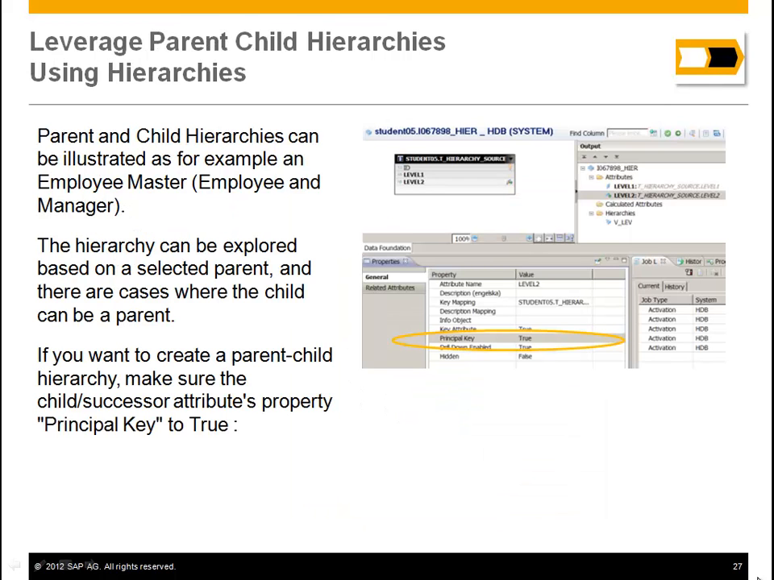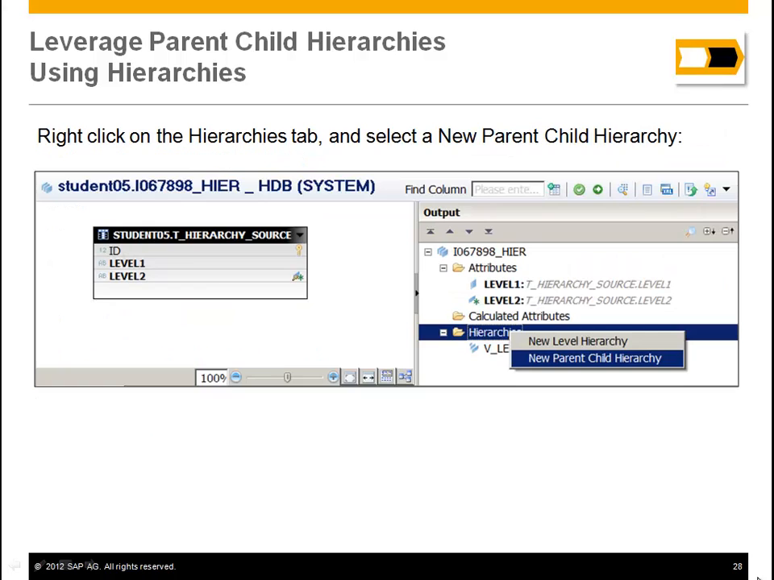Now parent-child hierarchies are different because these are recursive hierarchies, and I'll give you a good example. So you could have like a manager and employee relationship parent-child hierarchy over here. So one thing to remember is that if you want to use a parent-child hierarchy, then the child attribute is defined by this principal key. So you need to set this as true. So this is how you create a parent-child hierarchy.